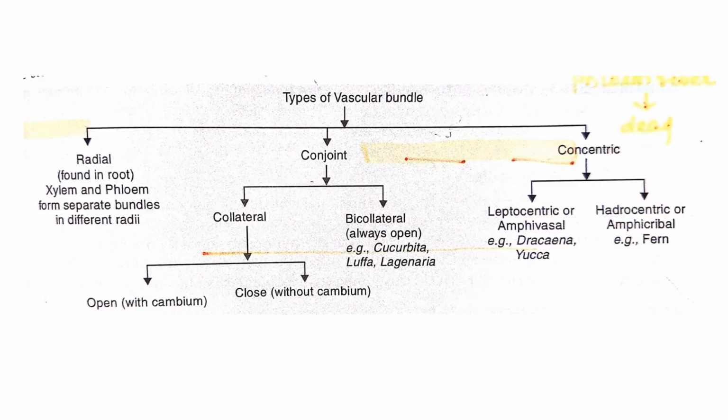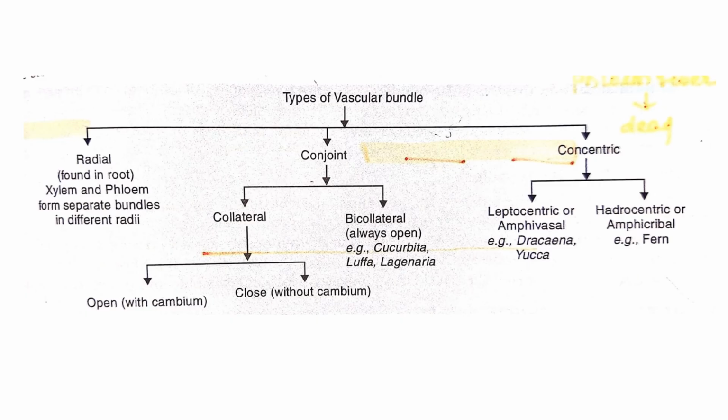In dicot stem, cambium is present, known as open type of collateral vascular bundle. In case of monocot, cambium layer is absent, so known as closed type of collateral vascular bundle.